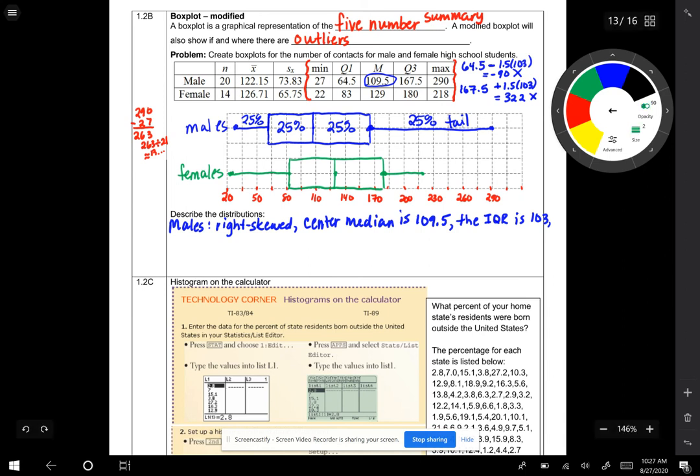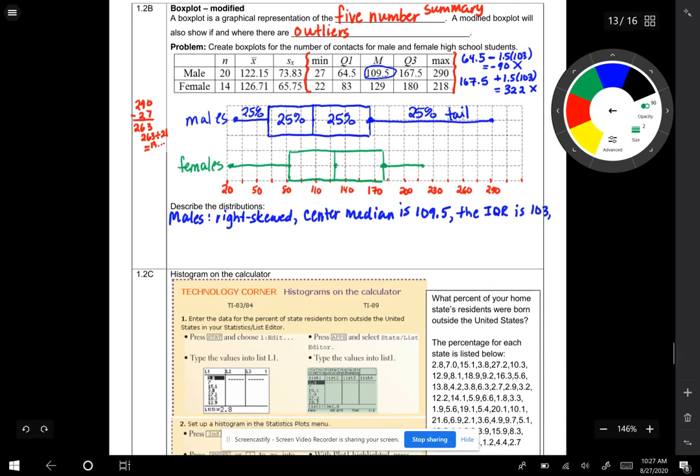For the female, Q1 is 83 minus 1.5 times, well, I guess we can go ahead and finish talking about the males before we even do the females. So there are no outliers.